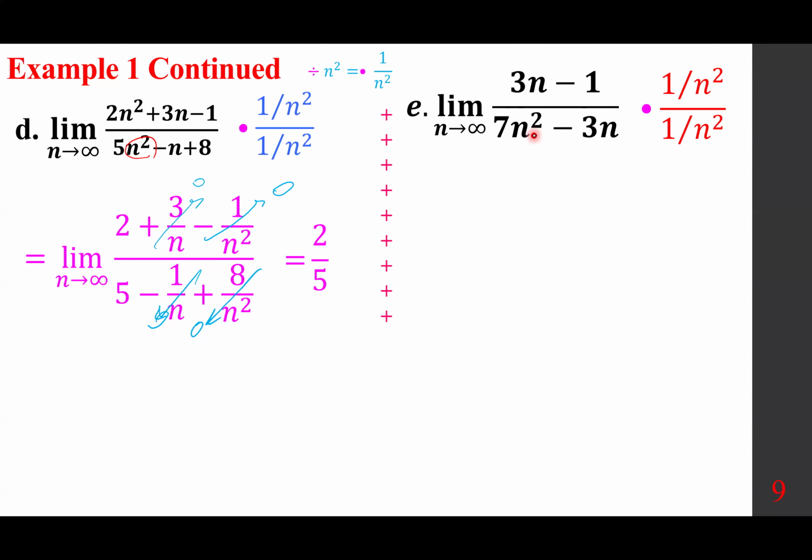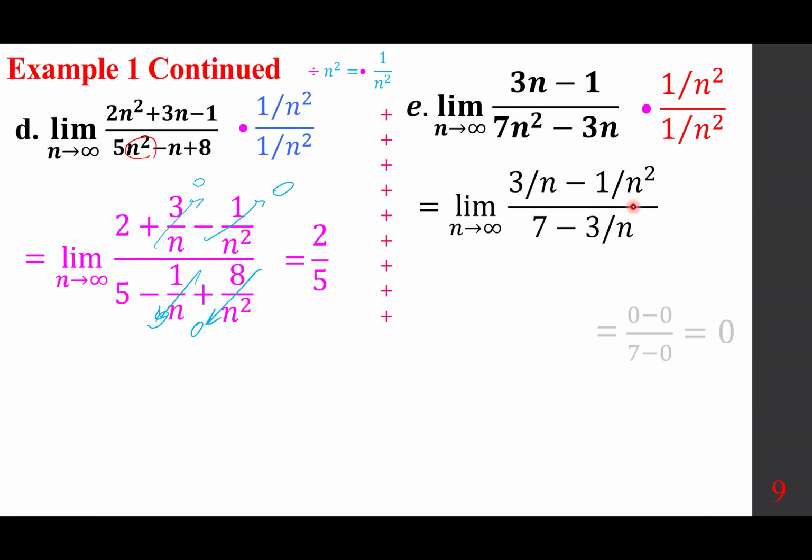And we observe. So what happens? This becomes 3 over n. This becomes minus 1 over n squared. This becomes 7. This becomes minus 3 over n. Now, obviously, this goes to 0, this goes to 0, this goes to 0, but 7 remains.